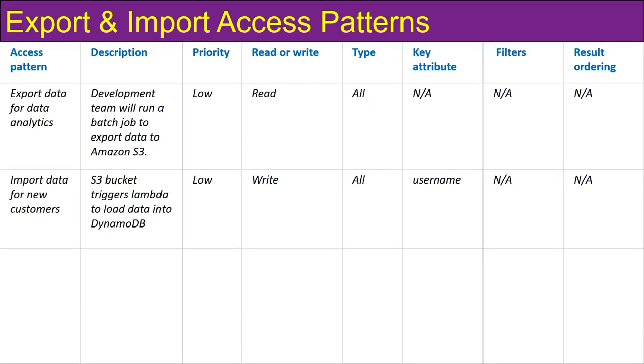Now let's go one step further. There are some access patterns that we didn't talk about. One was exporting data for analytics. Right now, you could run a batch job to export the data. Run a Lambda that's scheduled, it exports data, writes it to an S3 bucket, whatever it may be. And that could trigger something, get it into Snowflake, whatever it may be.